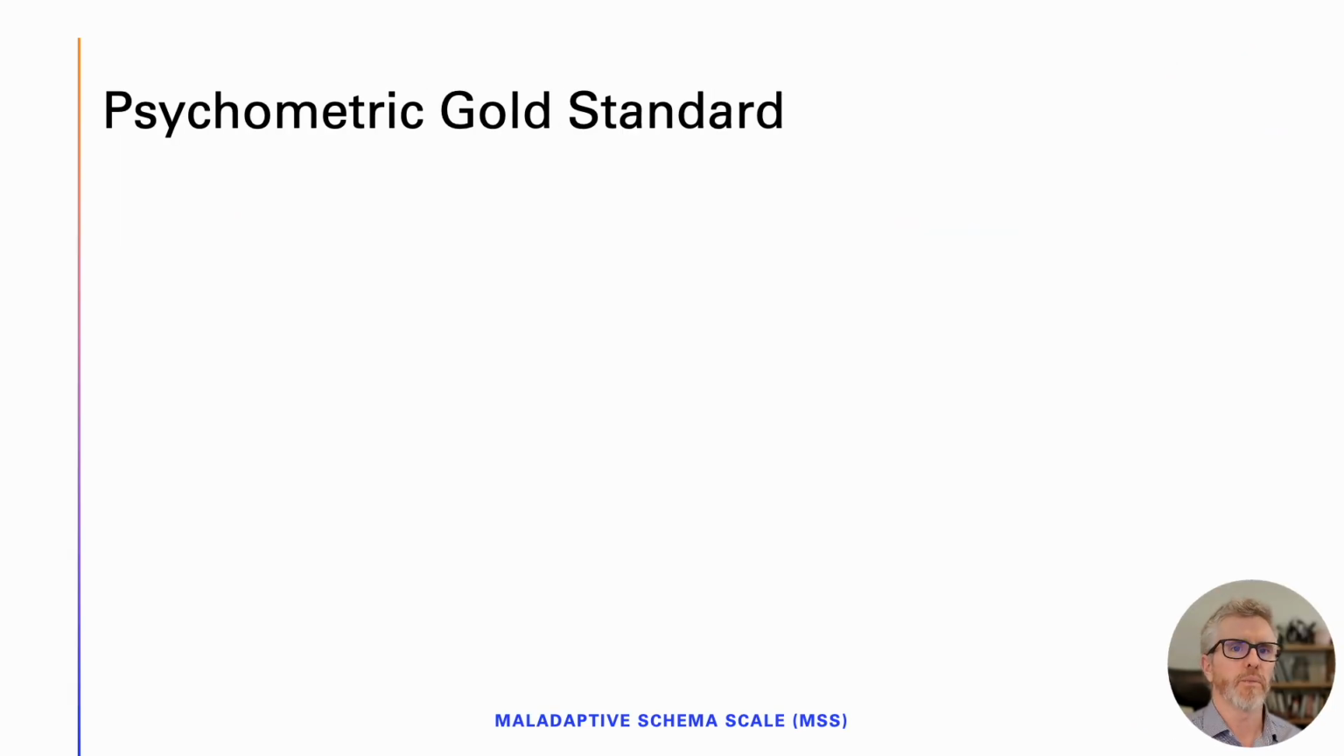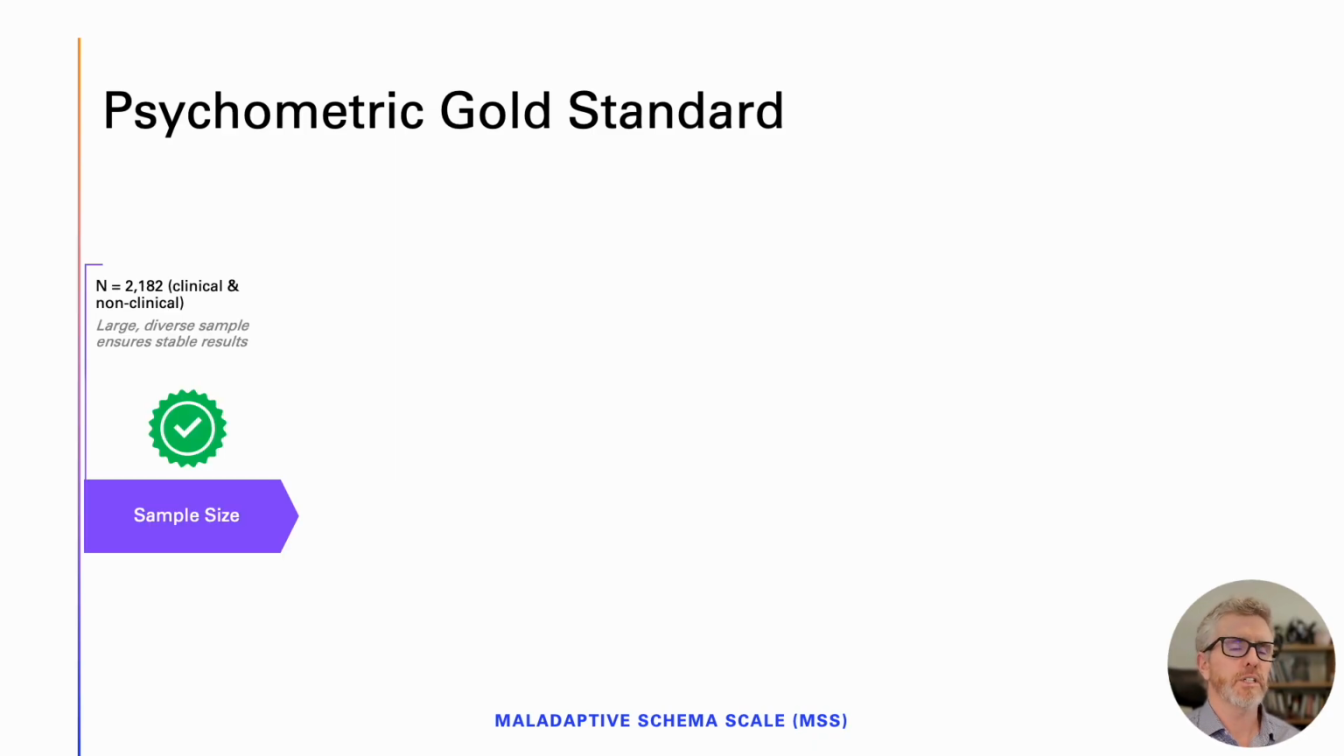So bear with me for a moment. This is where we get a bit technical, but it's worth it as the psychometrics are an important aspect of any scale. So firstly, we tested this on over 2,000 people, both clinical and non-clinical samples, in accordance with Monash University's ethics approval. That's a large, diverse sample, which means our results are stable. We're not making claims based on a small number of university students.